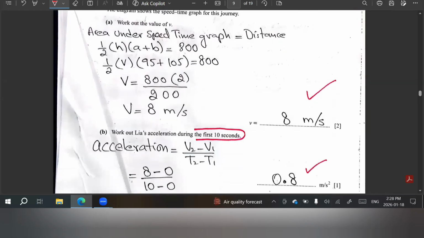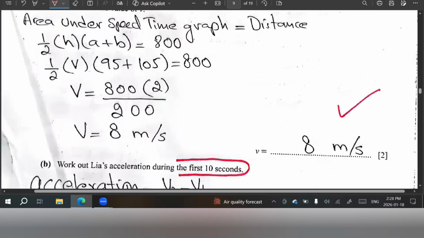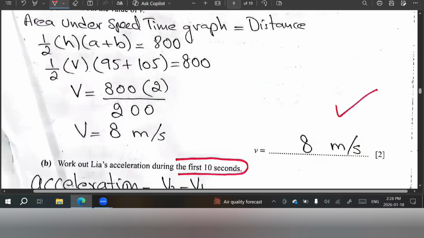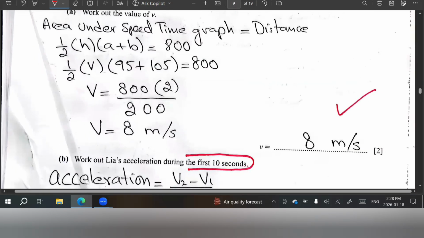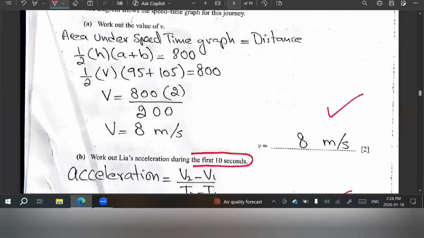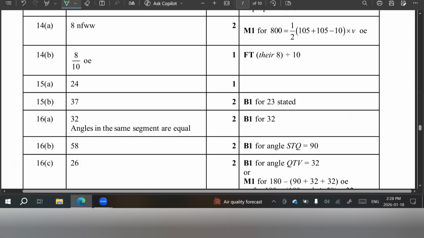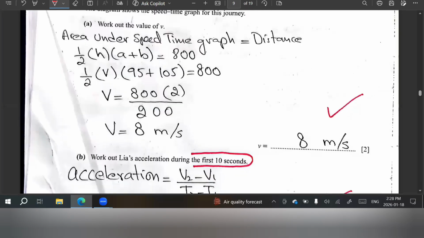So now I can show you. Okay. Now the area under the speed time graph will be equal to the distance: 1 by 2 into V into (95 plus 105) equals 800. So V will be equal to 800 multiplied by 2. When you add these, you get 200. So the answer is 8. So the value of V will be 8. Let me check, sir. The value of V will be 8, and you can see the answer is right. Okay. So this is how this is done, sir.